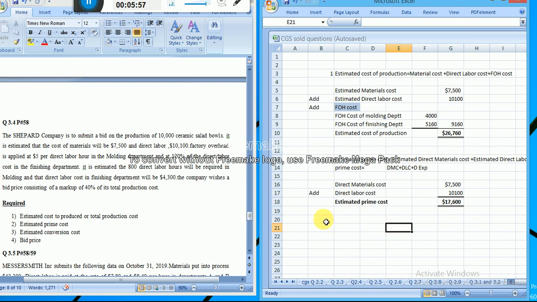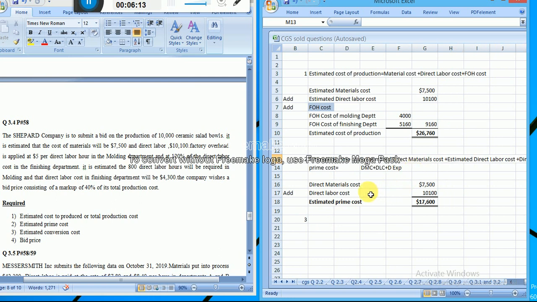This was our second requirement, that we found the estimated prime cost. Now the third requirement is estimated conversion cost. Look here, direct expenses. In the question direct expenses are not given. It means that direct expenses are 0. So if you write it or don't write it, it doesn't matter, because direct expenses are 0 in the question.